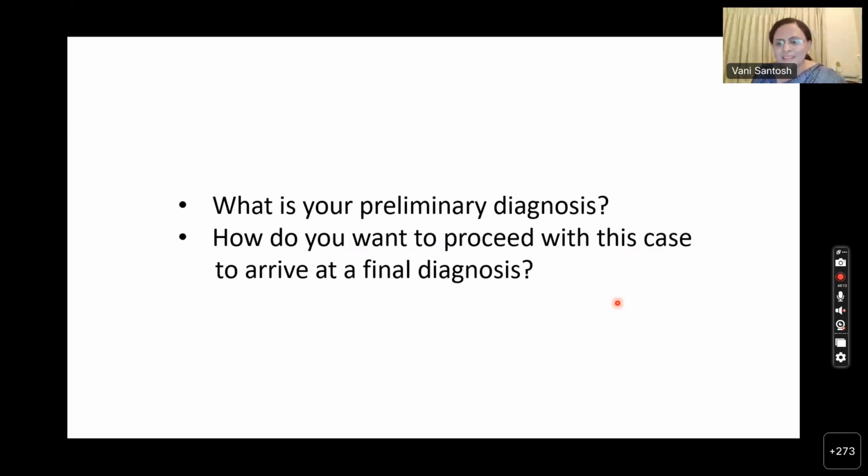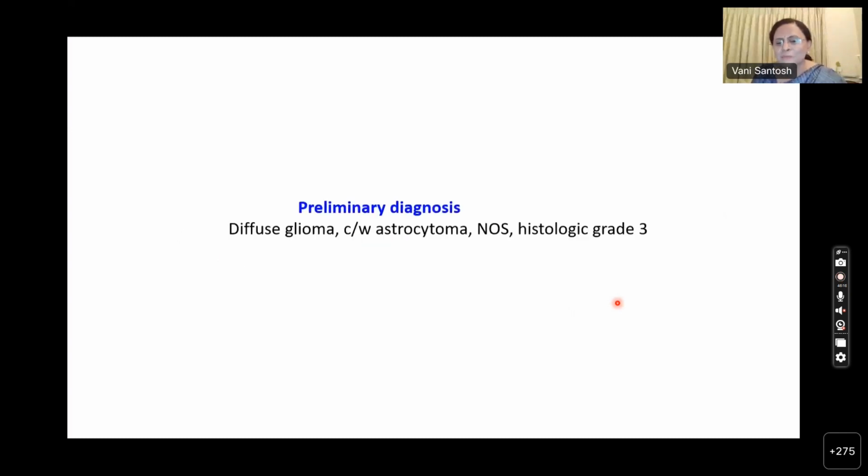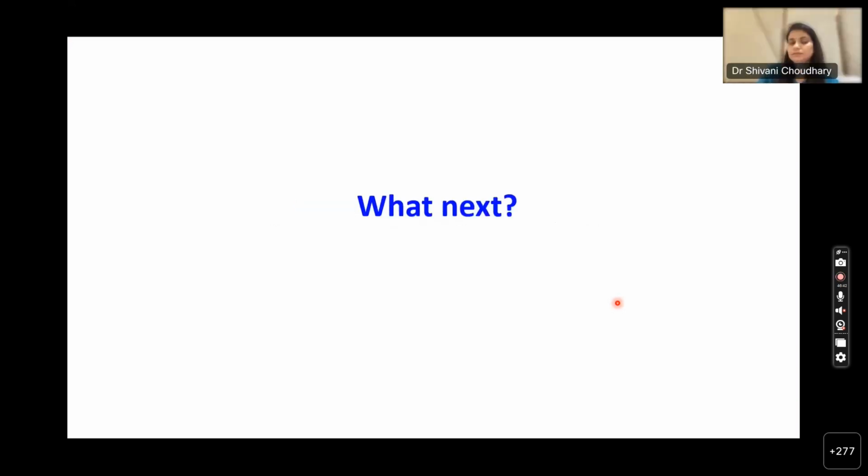So you want to proceed with the case, isn't it? Yes. The preliminary diagnosis here will be a diffuse glioma compatible with astrocytoma, NOS. Now we use NOS because we don't have any molecular markers and it's a molecularly defined tumor. We don't have a molecular marker, so we call it NOS. And because we are calling it NOS, we are giving a histological grade, and the histological grade is 3. Did you understand? Students, have you understood? Yes, ma'am. So now let me ask you one more question. What next? What are we going to do?